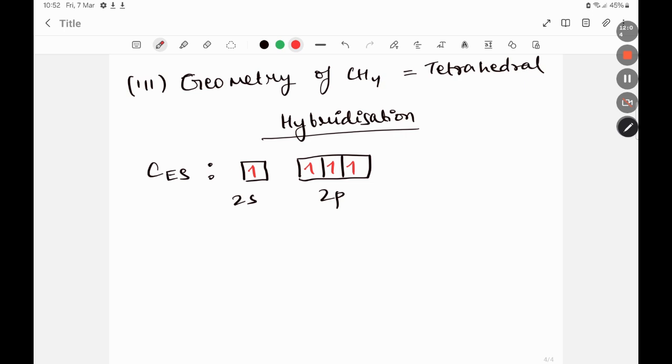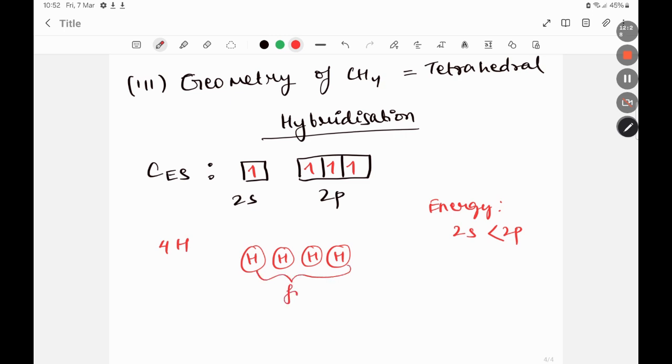So this is the carbon excited state. Now what happens? There are 4 hydrogen atoms, and energetically we know 2s has a lower energy than 2p. So now just think about it. There are 4 hydrogen atoms. Each of them will want to be stable. Each of them will want to have a more stable bond. So they will all fight with each other.